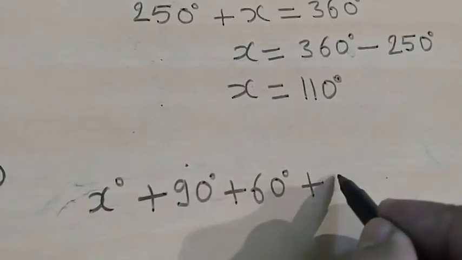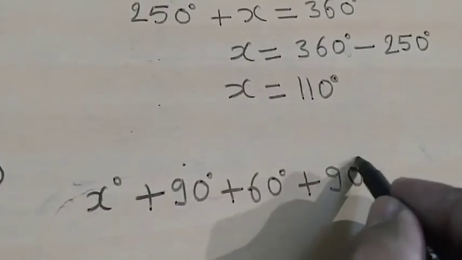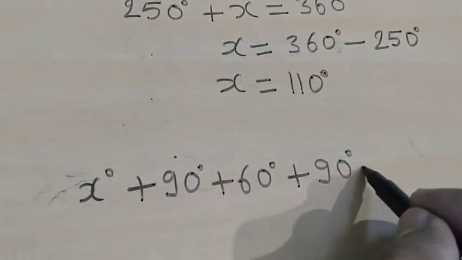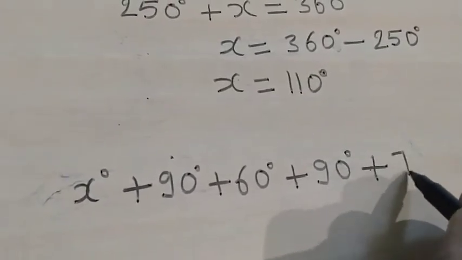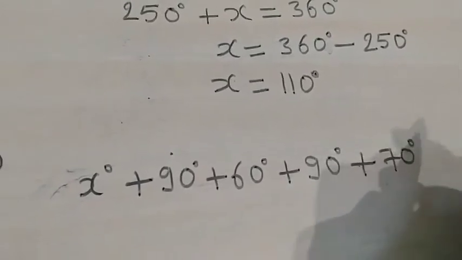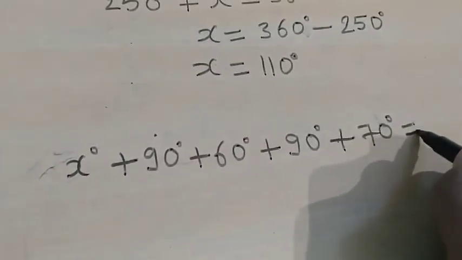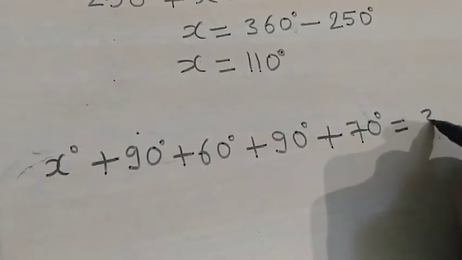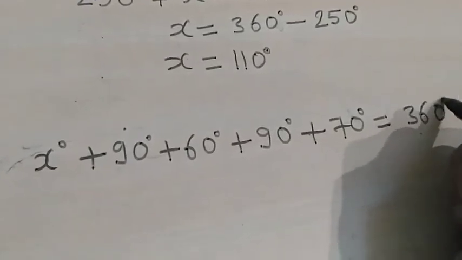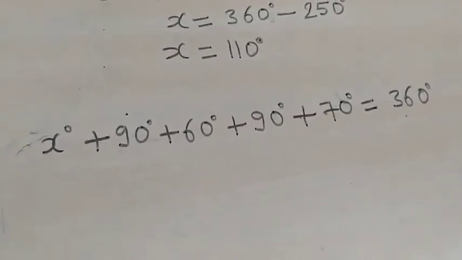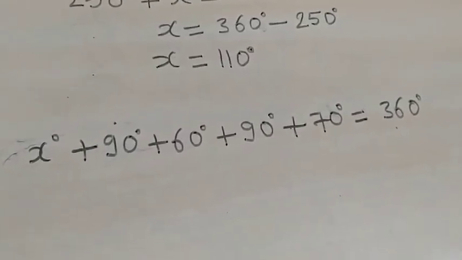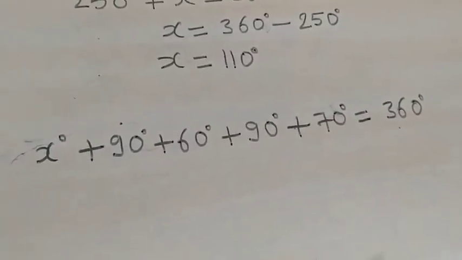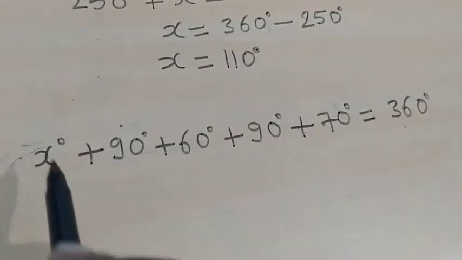After this, 90 degree, and last is 70 degree, is equal to 360 degree. Clear? This is given, we know that the sum of measure of all exterior angles of any polygon is 360 degree. Okay, so this is an exterior angle.